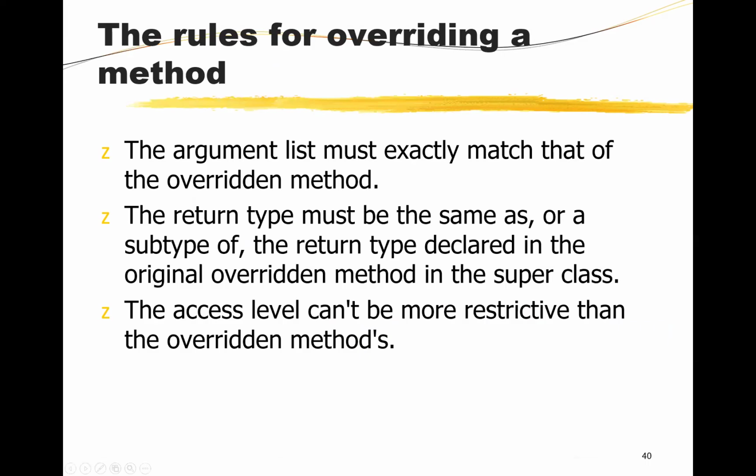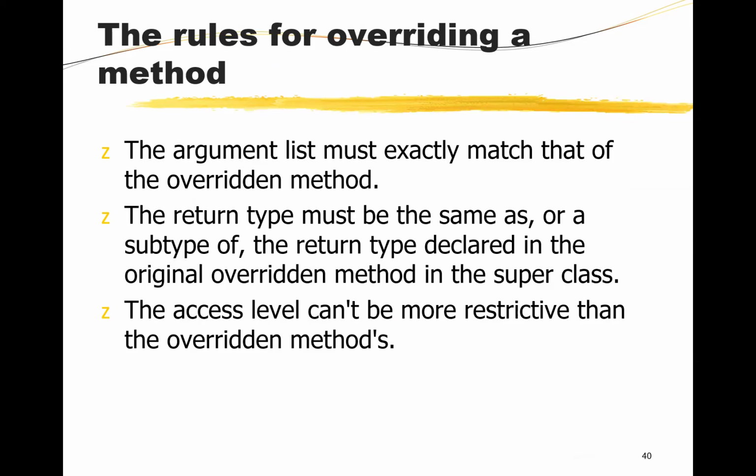Now, when you are overriding, remember the argument list must match. The argument list cannot change. The return type must be the same or a subtype of the return type declared. Then access levels can't be more restrictive than the overridden method.